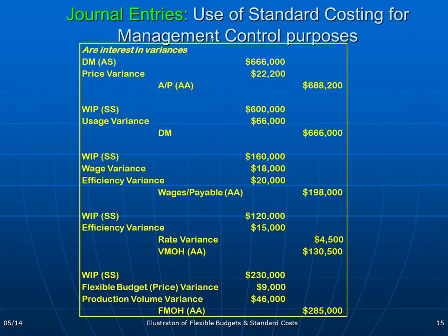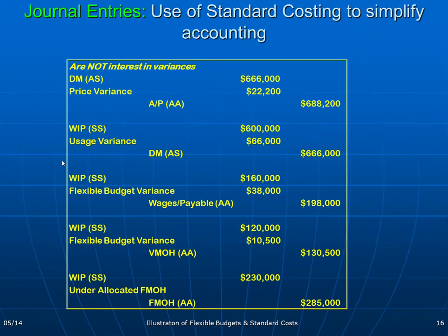Okay, this is what our journal entries would be if we were using standard costing for management control purposes. In other words, we were interested in looking at these variances. What would happen if we were not interested in using a standard costing system for management control purposes, but we simply were wanting to do it to simplify our costing system? Our entries over here would be more compressed.